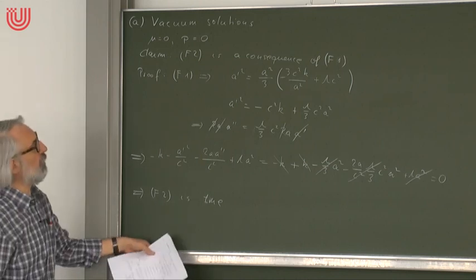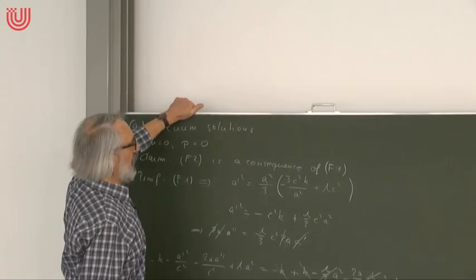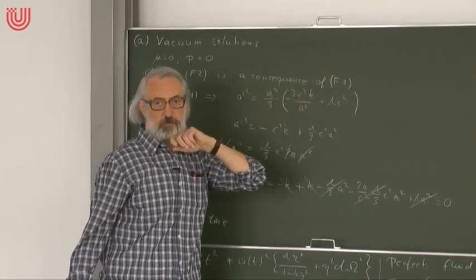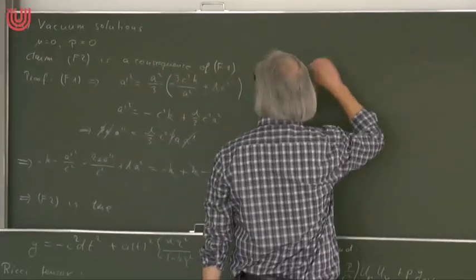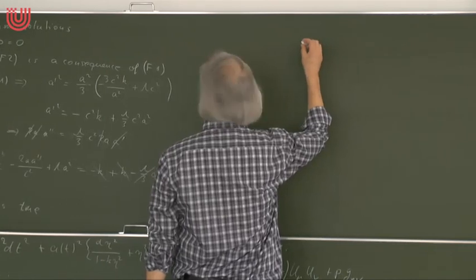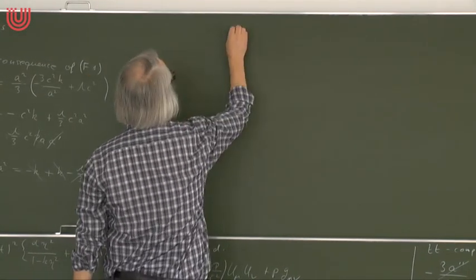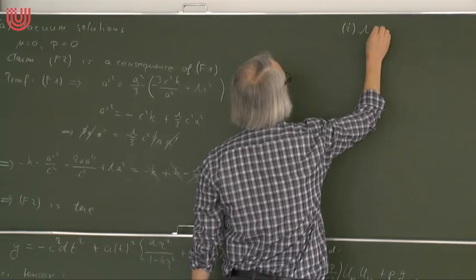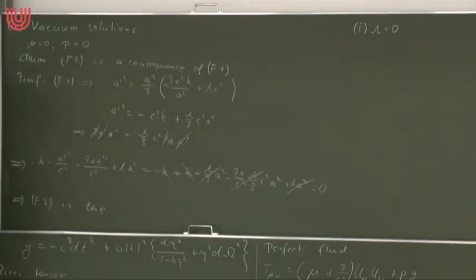And there are 3 cases now we have to distinguish. Namely, lambda is a constant. It can be positive, it can be negative, it can be 0. This gives 3 different cases. I wrote a there, let me write 1 here. So let's begin with lambda equals 0. So the vacuum solutions for lambda equals 0.